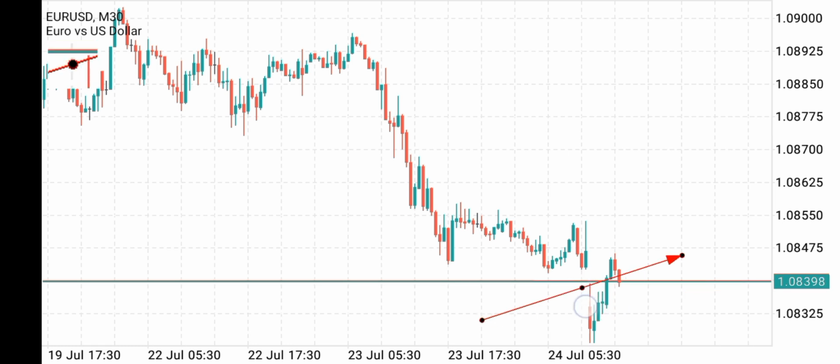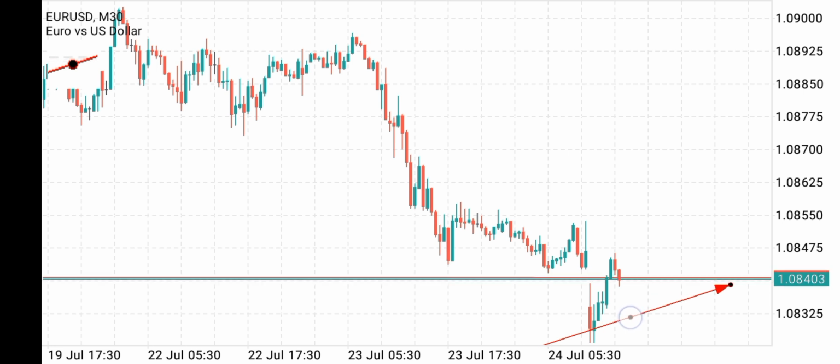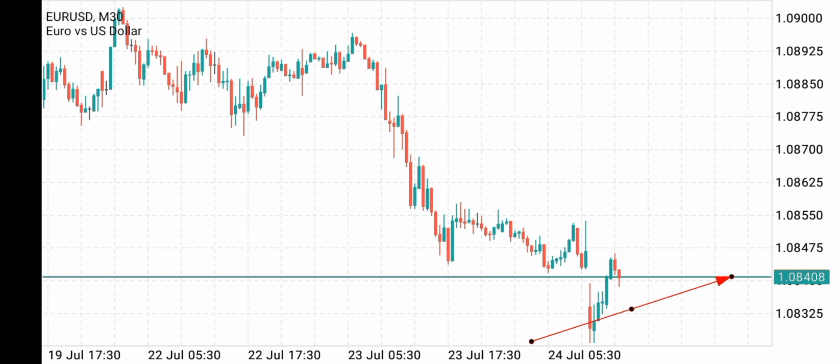If you want to calculate a PIP, a PIP is usually calculated using the last two or three digits of this price. As you can see right here, Euro USD is currently 1.08403. So if Euro USD moves from 1.08403 to maybe 1.08405, that is an upward increase. It means that the price moved by 2 pips.